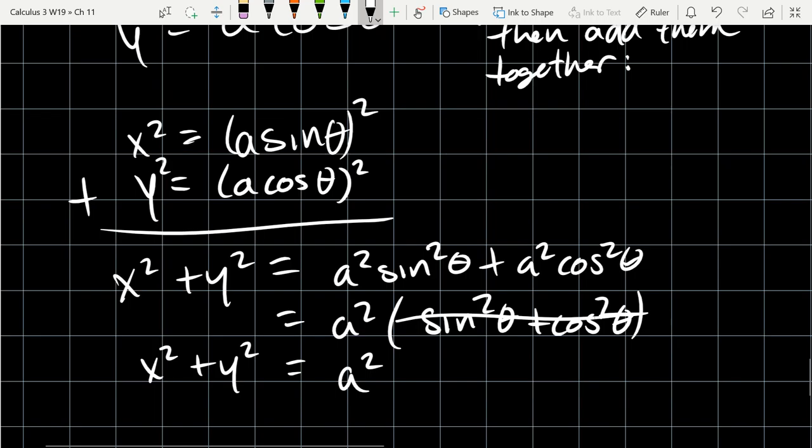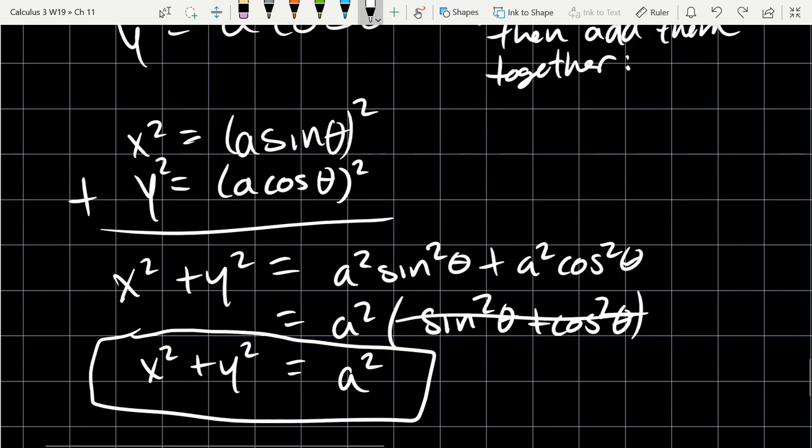All right, that was way more fun than the first way. Unless you're super into reducing trig, that's going to work out a lot better.